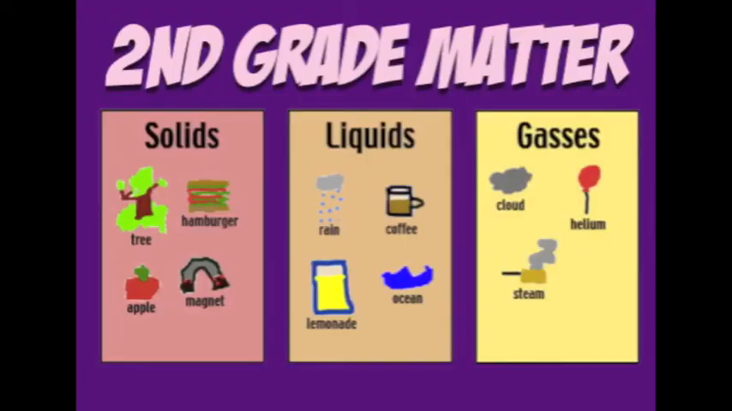Here are some examples of solids: a tree, a hamburger, an apple, and a magnet. A few examples of liquids would be rain, coffee, lemonade, and an ocean. Gases would be a cloud, helium, and steam, and these we will learn about later in the year.